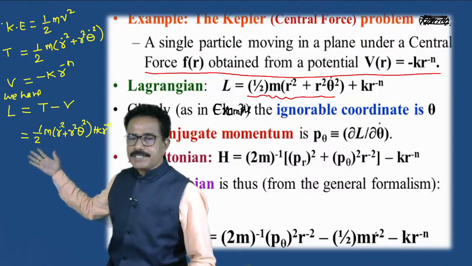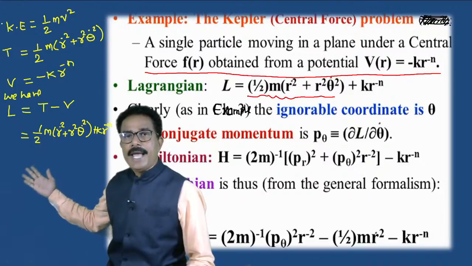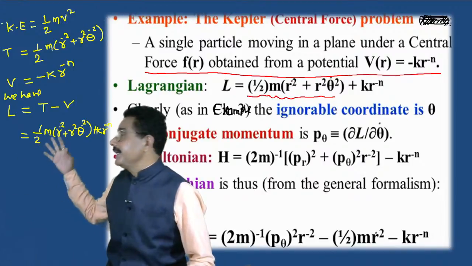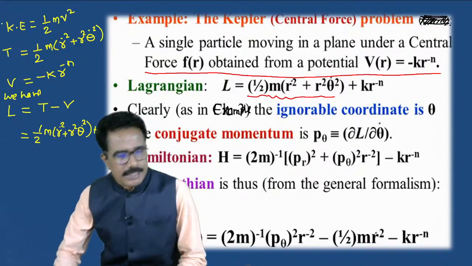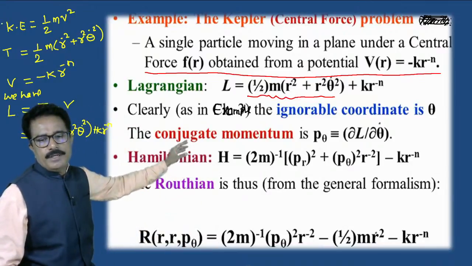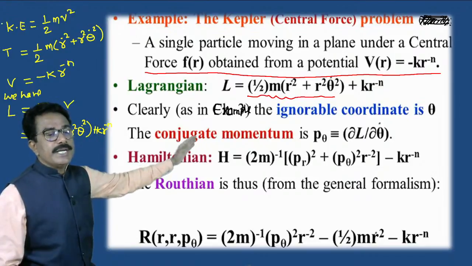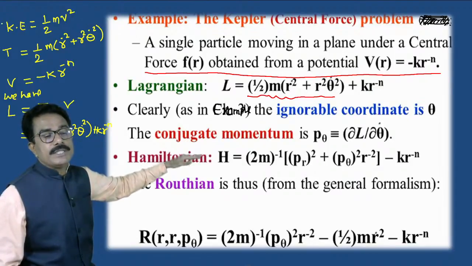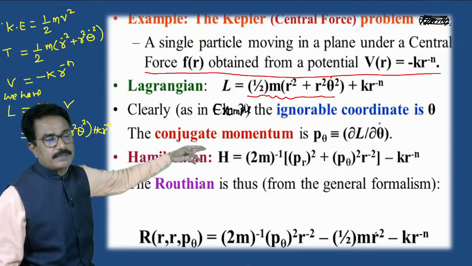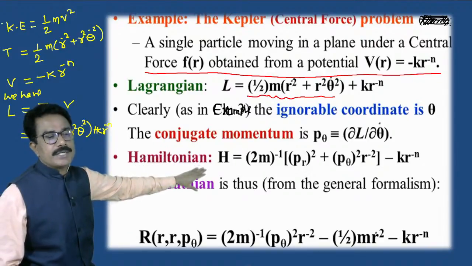According to the Lagrangian, we can find the Hamiltonian, and we can find the Routh's function. So we have to write the Routh's equations here. The conjugate momentum, dou L by dou theta dot, is p theta dot. So we will get the Hamiltonian equation.